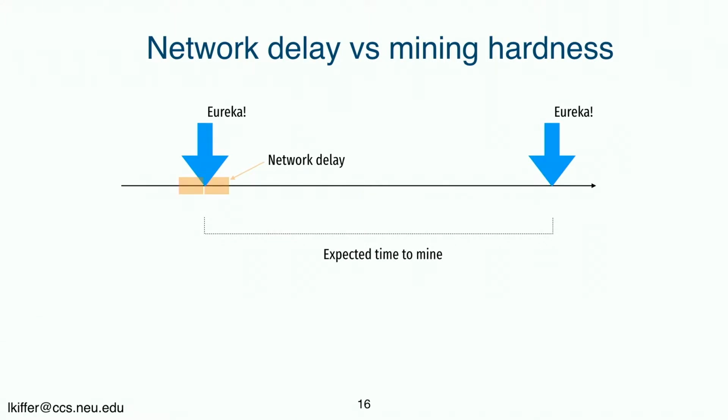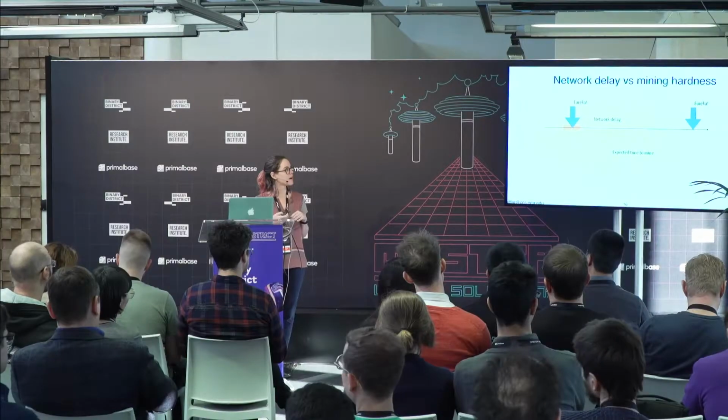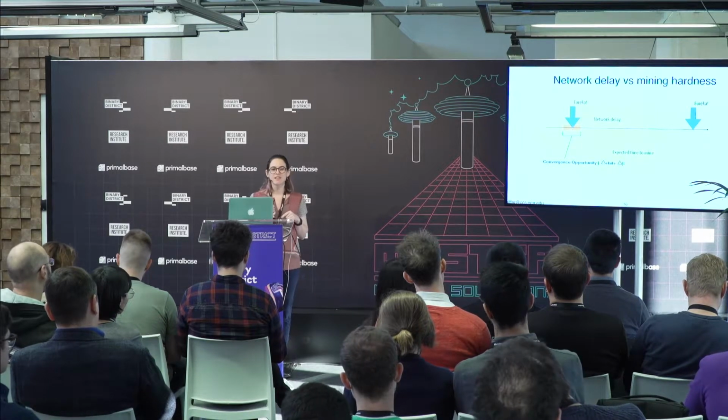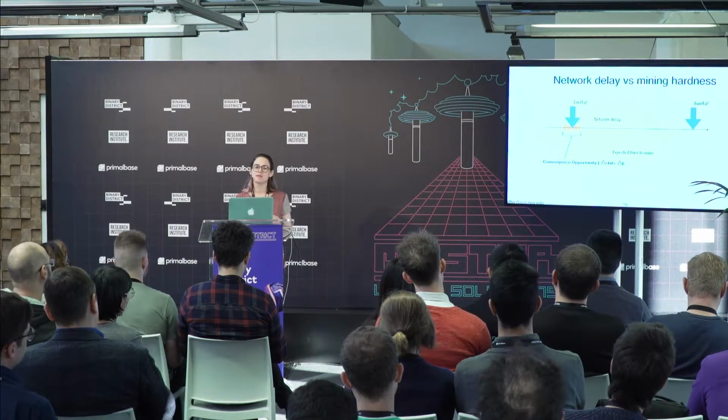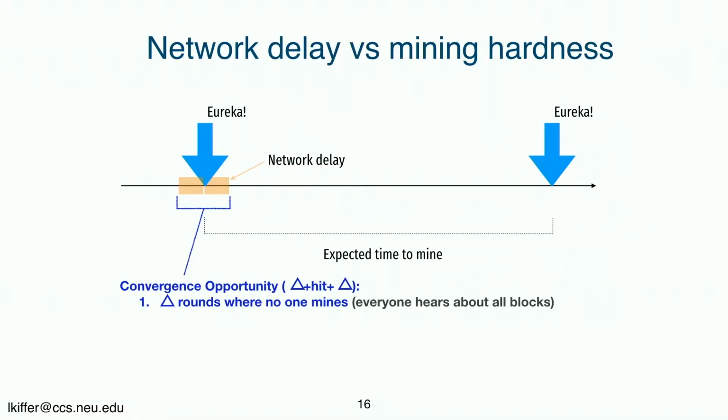Well, there has to be some correlation between the network delay and how long it takes until the next block is found. This is where we rely on an event called a convergence opportunity. A convergence opportunity is a three-step event, which we call delta, hit, delta. The first step is that you have delta rounds where nobody mines. At the end of these delta rounds, we are guaranteed that we have all heard about all the blocks in the network.